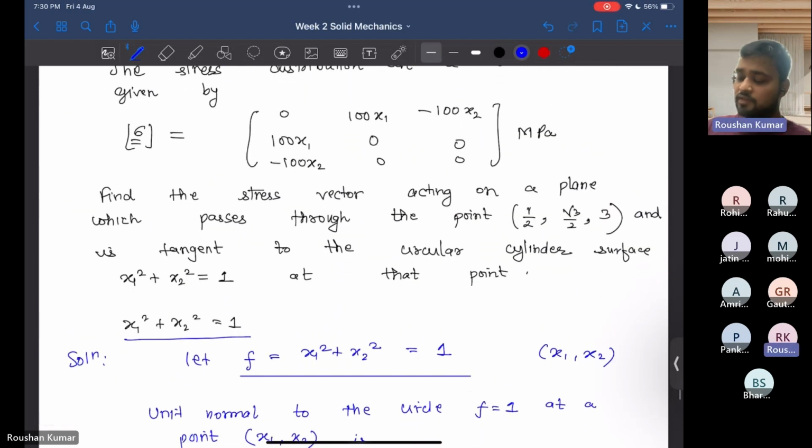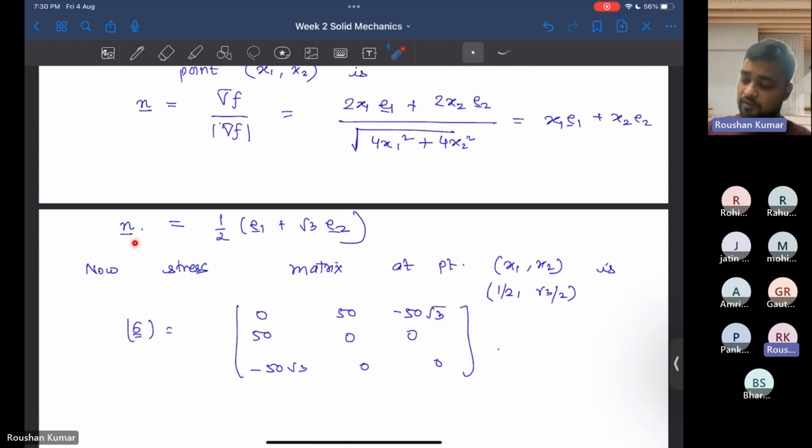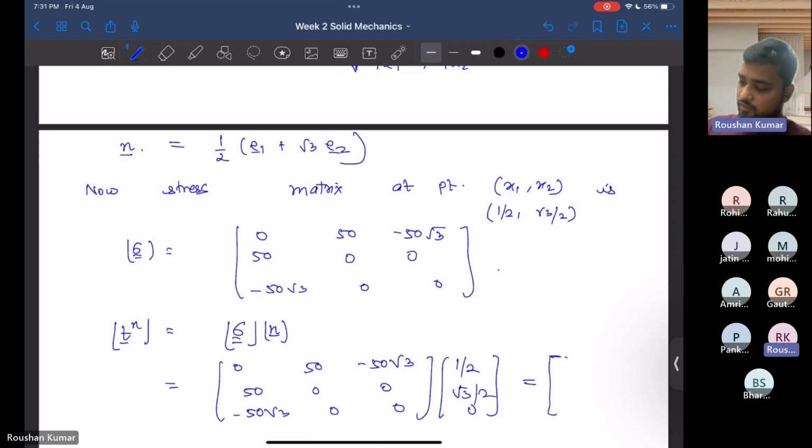Now the question is, find the stress vector. So this is nothing but the traction vector. We have to find the traction vector acting on a plane which passes through this point and is tangent to the circular cylindrical surface x1 square plus x2 square equal to 1. So we have to find the traction vector acting along the n direction. It is given by the traction vector along n direction equal to sigma into n. So it gives us the matrix 0, 50, minus 50 root 3; 50, 0, 0; minus 50 root 3, 0, 0, multiplied by 1 by 2, root 3 by 2, 0. So finally we will get 25 root 3, 25, minus 25 root 3.